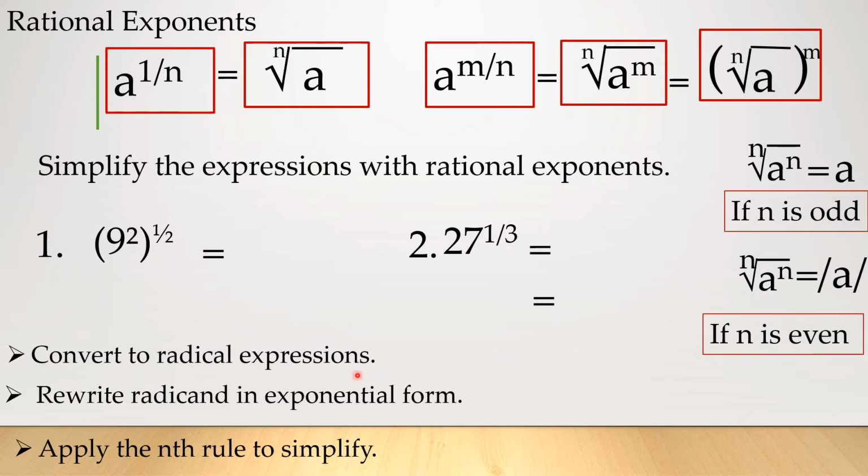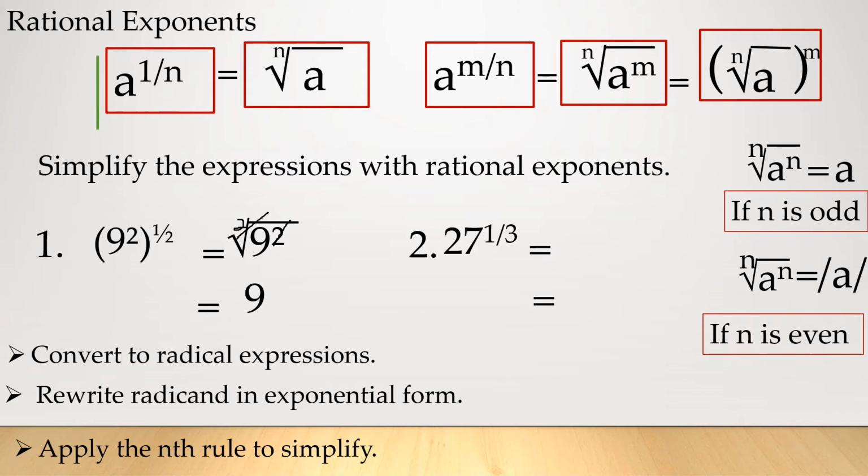Convert to radical expressions, rewrite the radicand in exponential form, then apply the nth root rule to simplify. So if I have 9 squared raised to 1/2, it means this is the index 2, which is square root. Means we have the square root of 9 squared. And that is equal to 9. Simply, you are just going to cancel this one now, because the index and the exponent are the same.